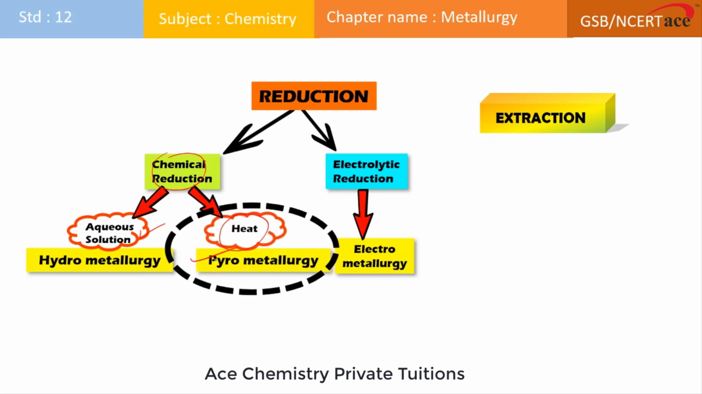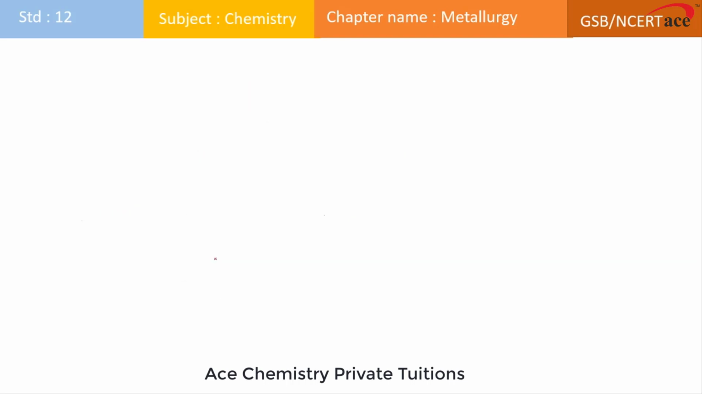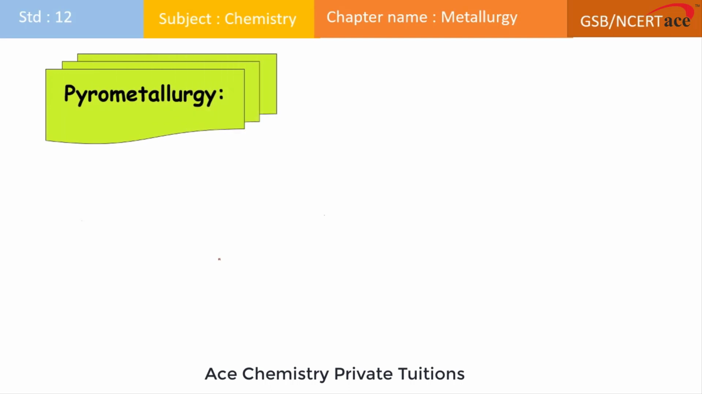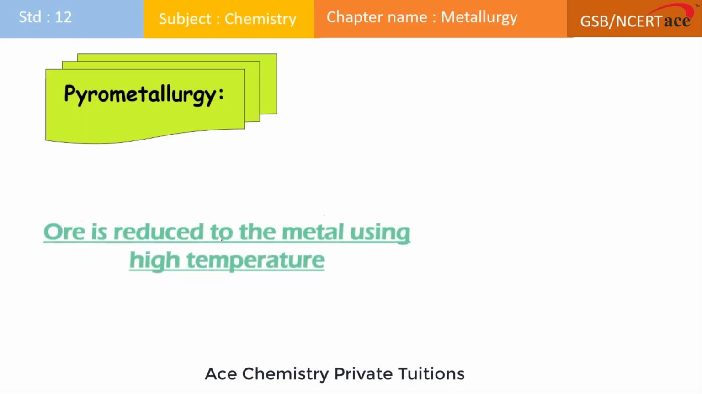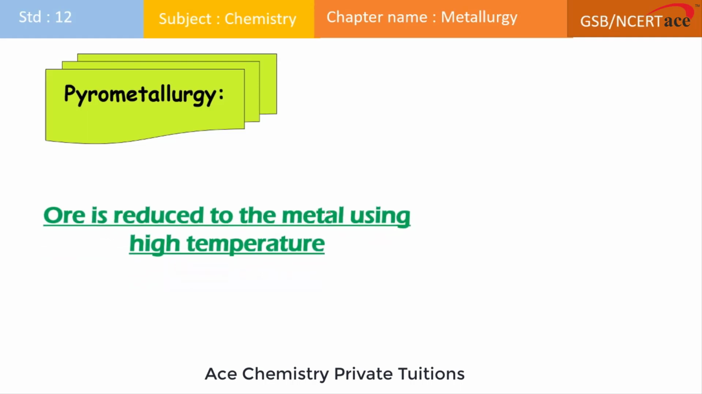Pyrometallurgy. So let's talk about this pyrometallurgy. Student, pyrometallurgy is basically applied for metals of medium reactivity. The ore is reduced to metal using high temperature. Now this temperature may be above the melting point of the metal.